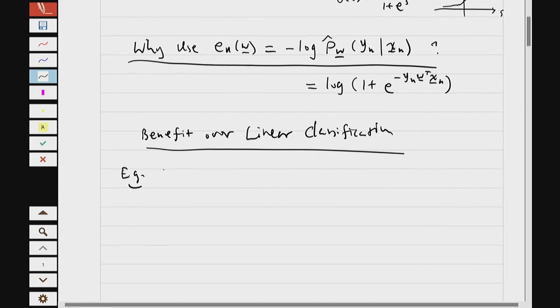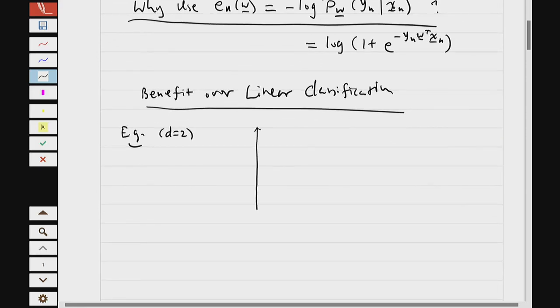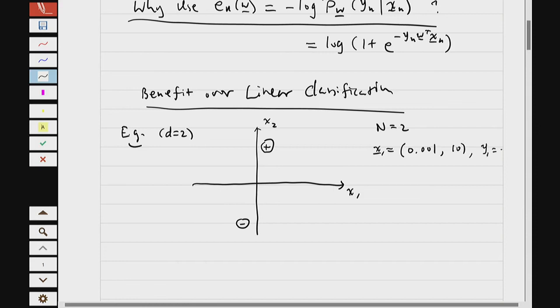In this example, again, two-dimensional data points. It is in the form that we have kind of seen before. Suppose I have a data point here, which is a plus. I have a data point there, which is a minus. Only two data points, so therefore n equals 2 in my data set. The first data point is assigned the numbers. This is not augmented. So the coordinate is 0.01 and then 10. And then the label is +1.